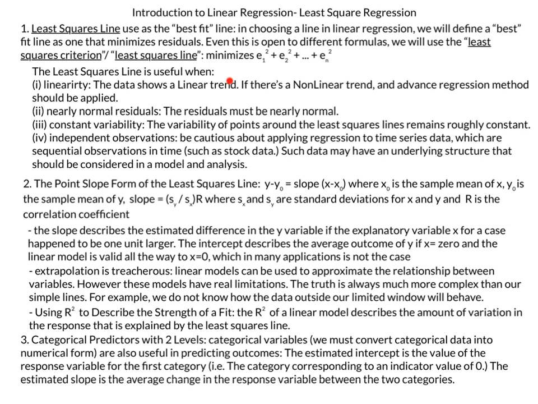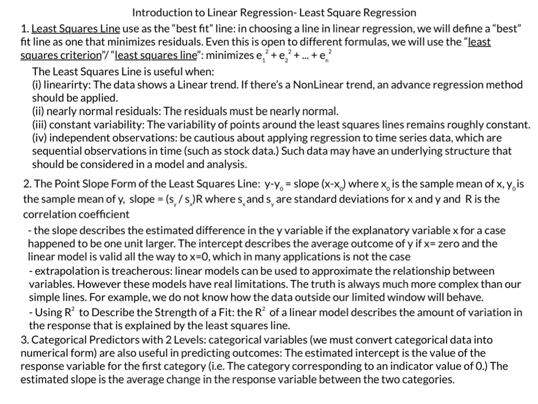The data shows a linear trend. If there's a nonlinear trend, we need a different, more advanced regression method. The other criteria we have is our residuals need to be nearly normal. We also need constant variability. The variability of points around the least squares line must remain roughly constant. Finally, we need to be cautious about applying regression to time series data, which are sequential observations in time, such as stock data. Such data may have an underlying structure that should be considered in a model and analysis and not simply jump to a least squares line.